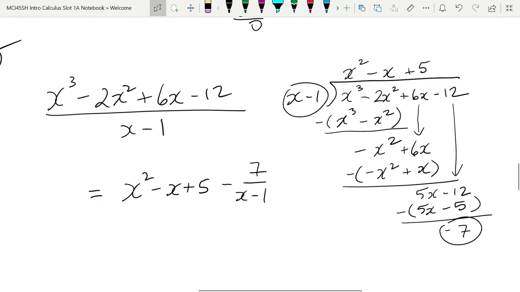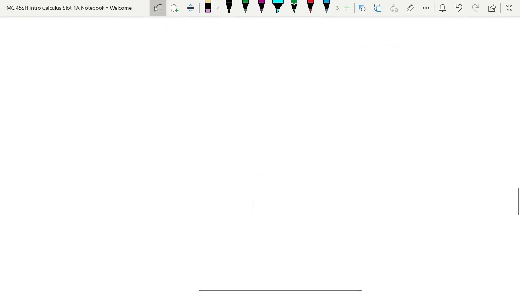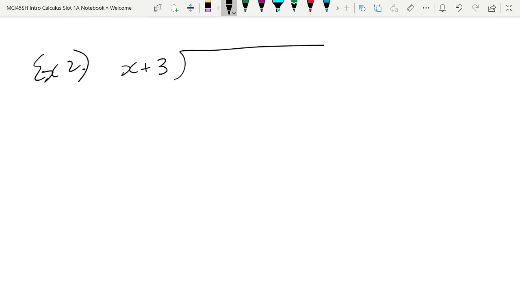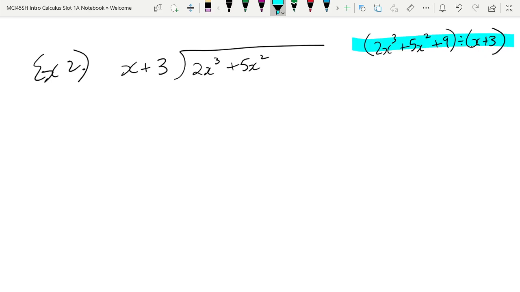Let's try one more. This one has one extra trick to it. So let's call this example 2. And let's write it down as how many x plus 3's go into 2x cubed plus 5x squared. And I'll say, actually, I'm going to write it down over here. I'm going to write it as 2x cubed plus 5x squared plus 9 divided by x plus 3. So say that was the actual question over here. So this is the question.